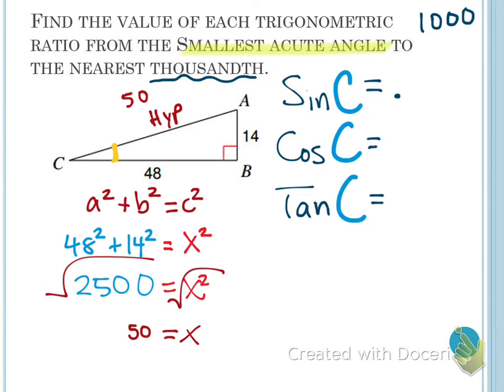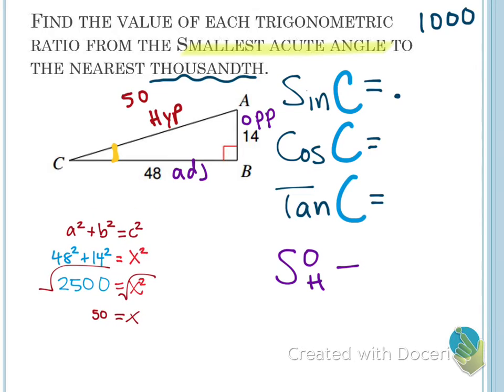All right, so starting with sine, we learned an acronym. It was SOH CAH TOA. So for SOH, what will go in the numerator is the opposite. What is opposite of C? 14, which means 48 is adjacent, and 50 is still the hypotenuse. So we should have opposite, which is 14, over the hypotenuse, which is 50. I don't really need to reduce it because it just asks for the decimal rounded to the thousandth. So what is 14 over 50 as a decimal? 0.28. And then you could put a 0 at the end if you want. It doesn't have to be there.